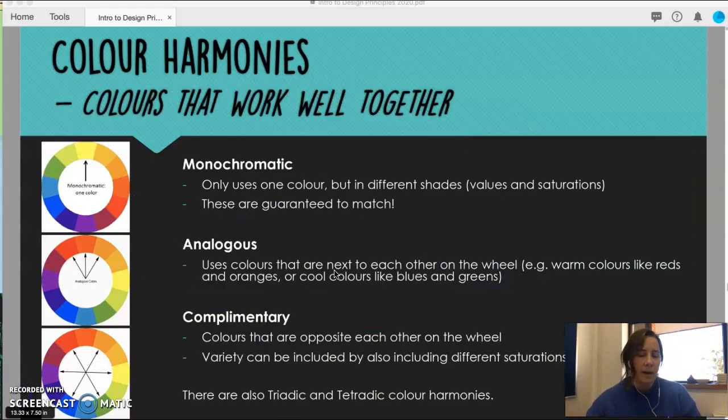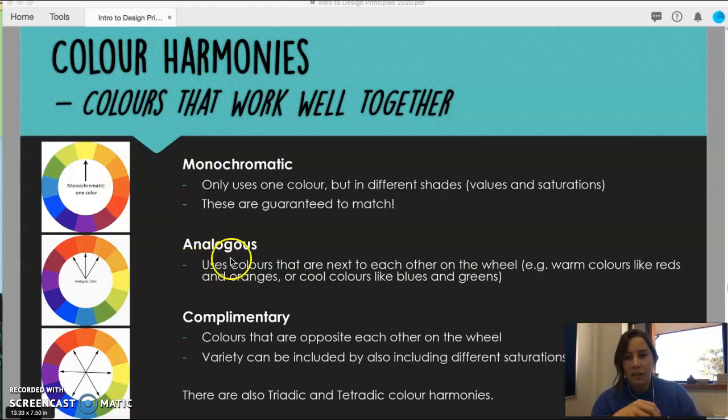Okay, the first thing you need to know about colour theory is that there are colour harmonies, and these are the colours that work well together. There are many different harmonies, but I'm going to teach you three basic ones today. The first one is monochromatic, and that means you use the same colour, but in different shades, different values and different saturations. The reason that's really effective is that they're guaranteed to match. For example, you might use a really saturated red, a low value red and a high value red, and those three colours together would work really well.